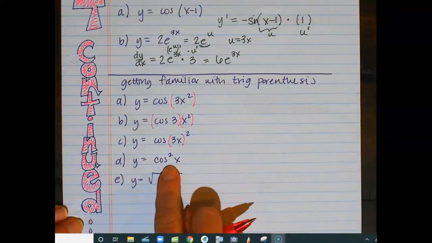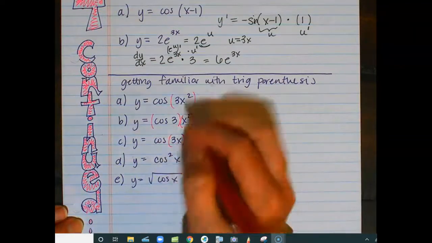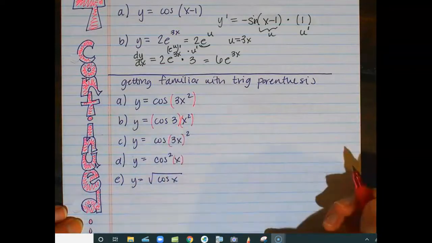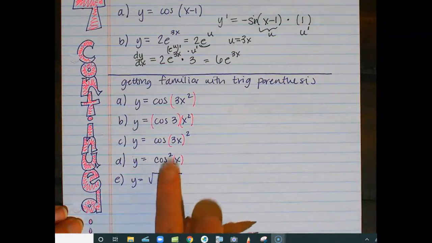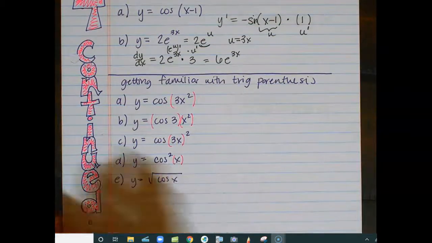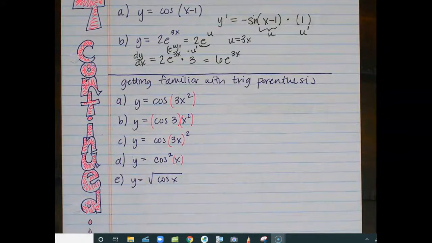This last one, I'm not going to put parentheses. Well, I can put parentheses right here. But that's equal to a different idea of a function that I'm going to write differently in a minute. And then this is too. So D and E are very similar. So the derivatives for these are all different depending on where the parentheses go.